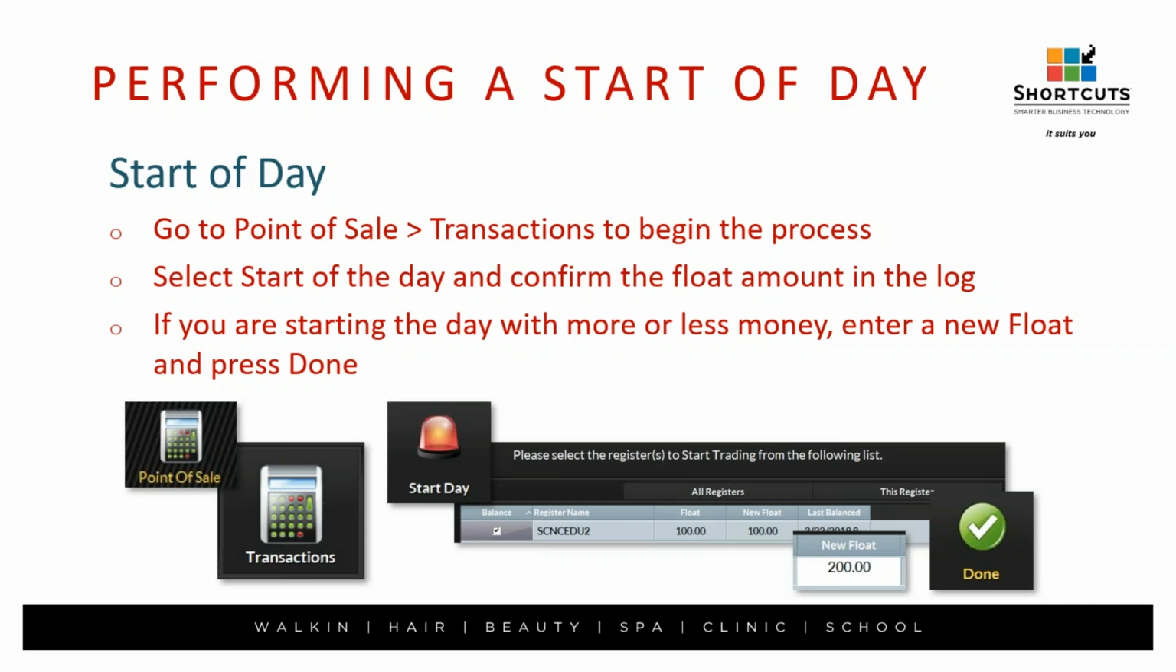So when you press start day, you're confirming with Shortcuts, I still have X amount of money in the register. Or let's say it's the weekend, and on weekends, you jump from $100 in the register to $300 in the register. So on Friday morning or on Saturday morning, when you do your start of day, you can enter a new float. So Shortcuts will help you keep track of the cash that's in the register. And of course, you press done. Once you press done, Shortcuts says, okay, you have money in the register. You're ready to start checking people out.